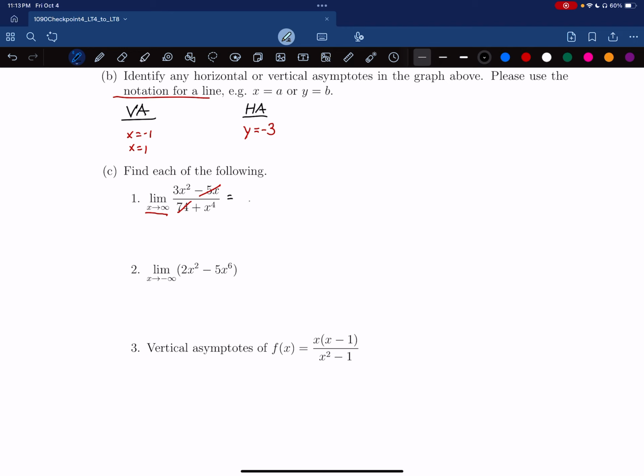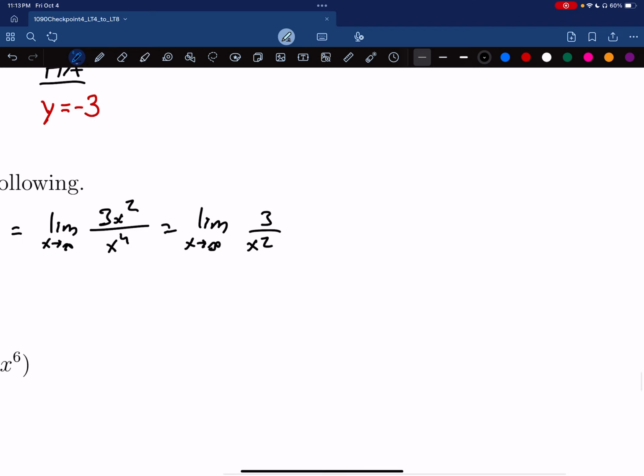So I'm going to rewrite this as the limit as x approaches infinity of 3x squared over x to the fourth. This simplifies to 3 over x squared. Now we think about this, we have infinity. So the numerator doesn't really involve infinity, just the denominator. So I'll have 3 over infinity. 3 over a really, really, really big number is just going to be a really, really, really small number. So you can write this as 0.